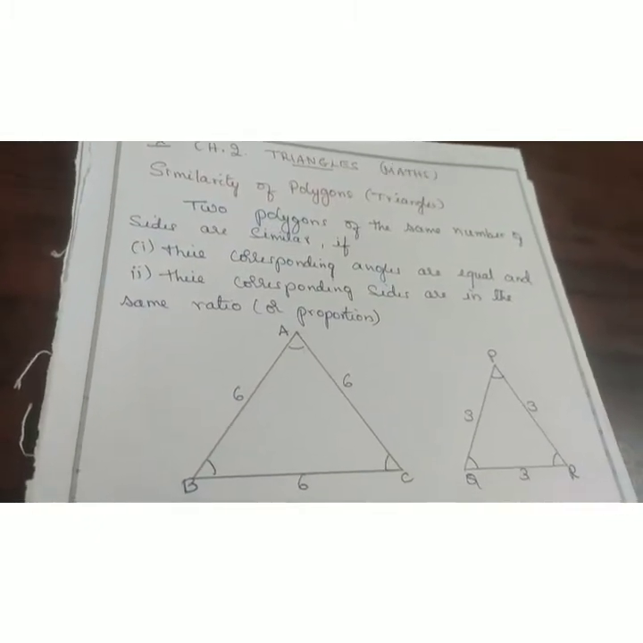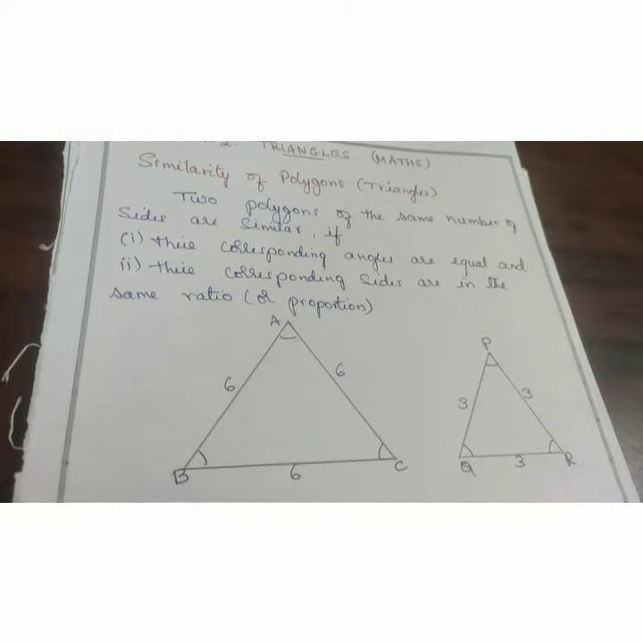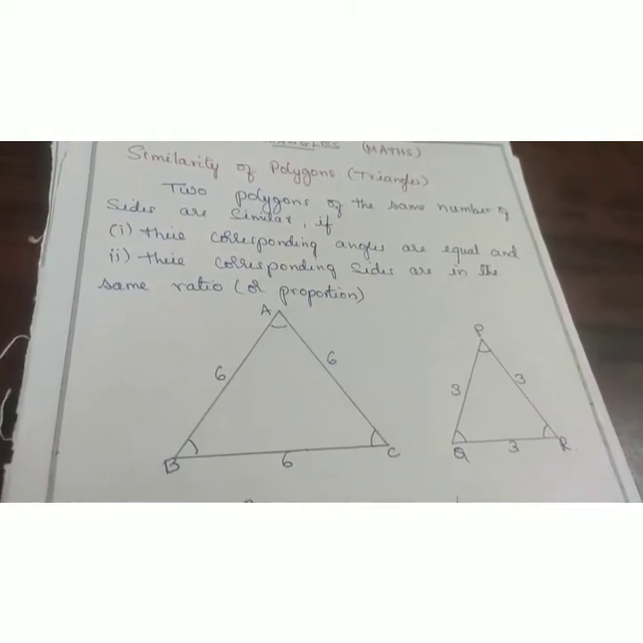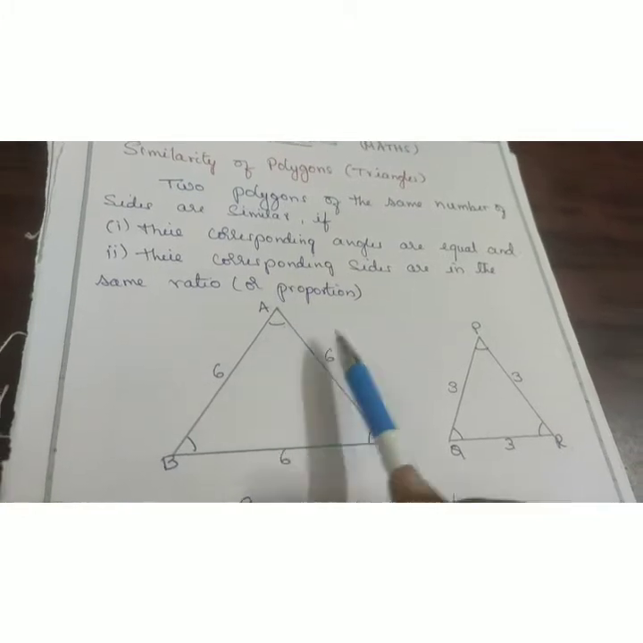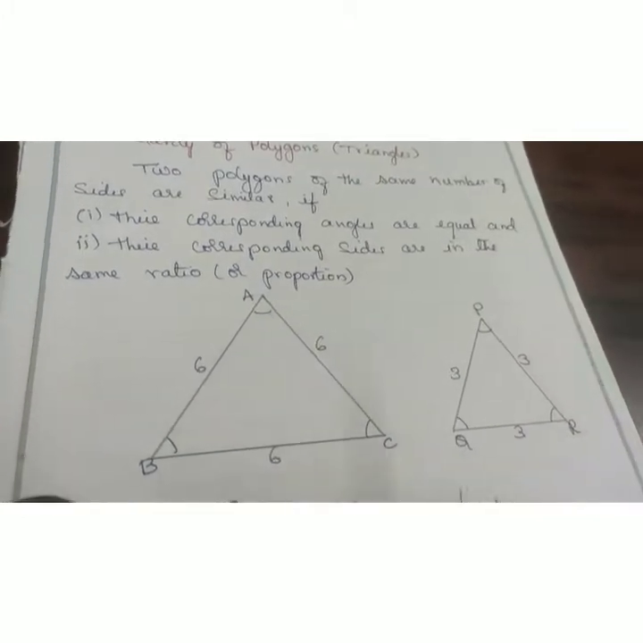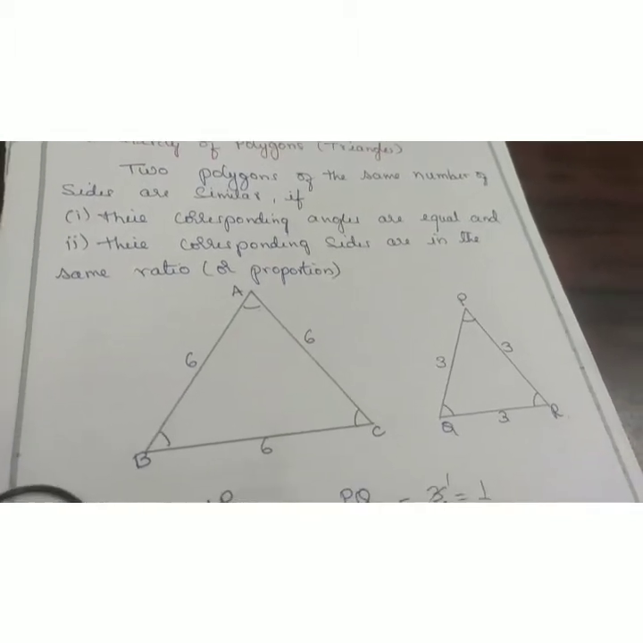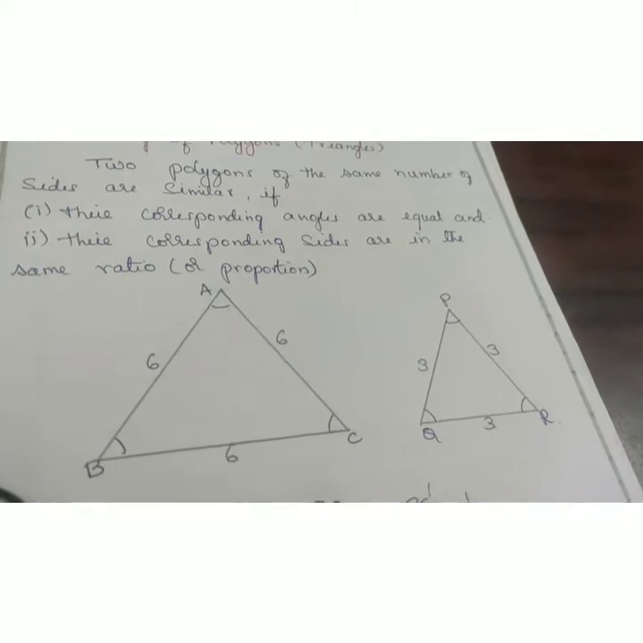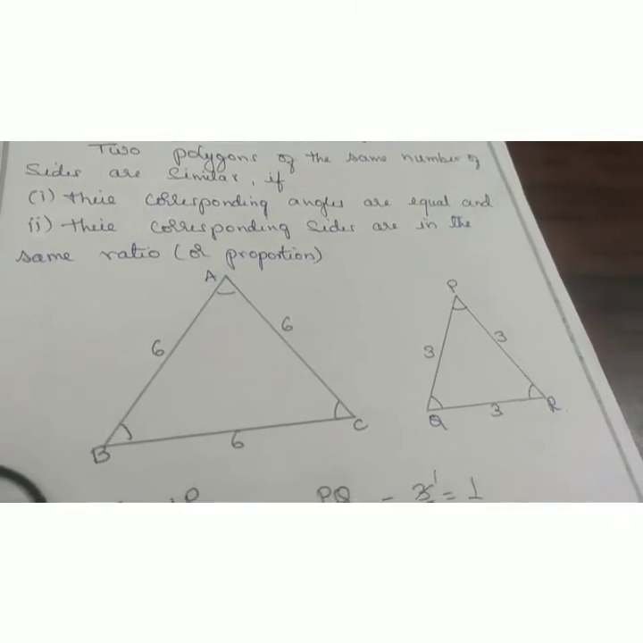Okay, in our 9th standard we have dealt with the congruency of triangles. For two triangles to be called congruent, the angles will be equal as well as the sides also will be equal. If the sides as well as the angles are equal, we can say they are congruent triangles. But here these are similar triangles.